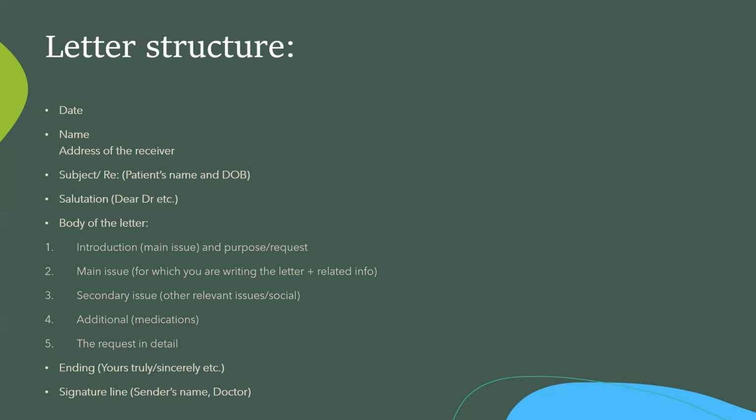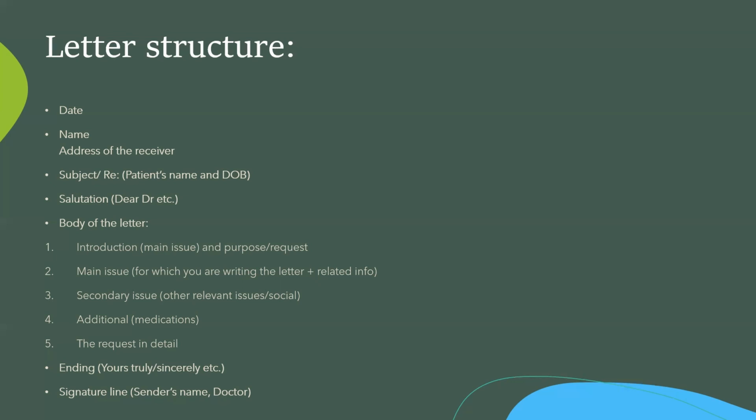For example, the patient has congestive cardiac failure and you want them to run an echo. So you will write here: thank you for seeing my patient. I am writing this, we are suspecting that the patient has CCF, congestive cardiac failure, and I want you to do an echo on them. So in the first paragraph, make sure to introduce the main issue and the purpose.